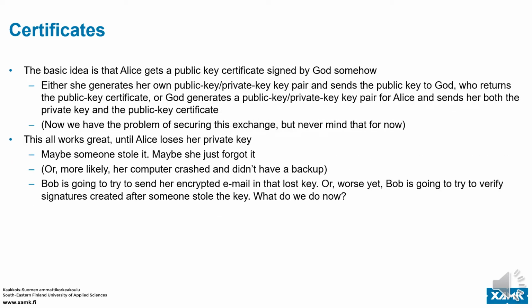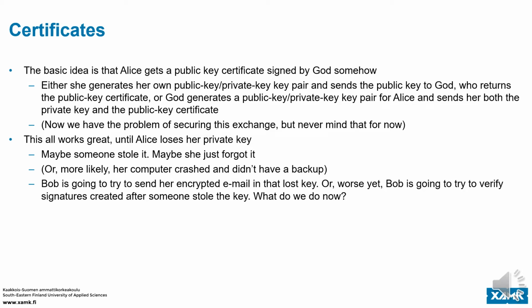The basic idea is that Alice gets a public key certificate signed by God somehow. Either she generates her own public key, private key pair, and sends the public key to God, who returns the public key certificate. Or God generates a public key, private key pair for Alice and sends her both the private key and the public key certificate. Now we have the problem of securing this exchange, but never mind that for now.